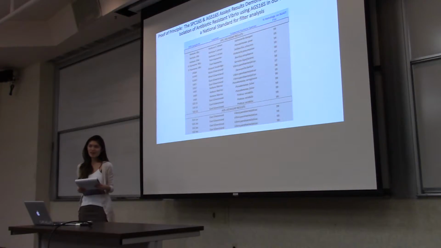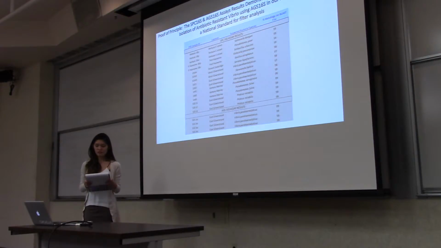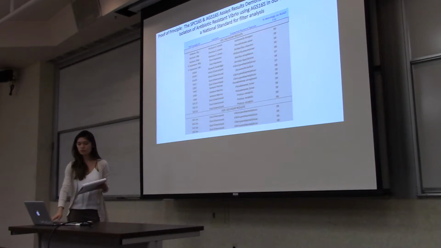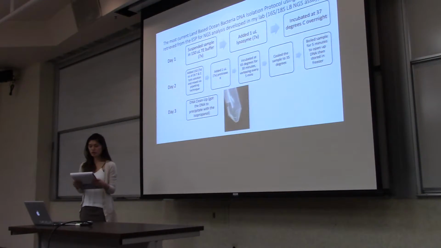The SPC-16S assay and the AGS-16S results demonstrate equivalence for the rapid isolation of antibiotic-resistant Vibrio using AGS-16S in our lab versus the national standard for filter analysis. Since 2015, I have been running the rest of the filters for PCR testing to send on to microbiome analysis.